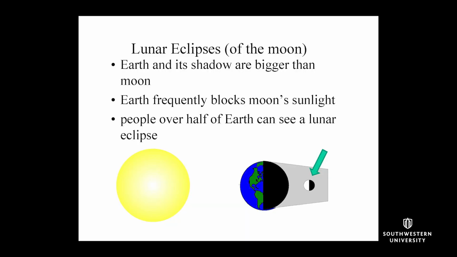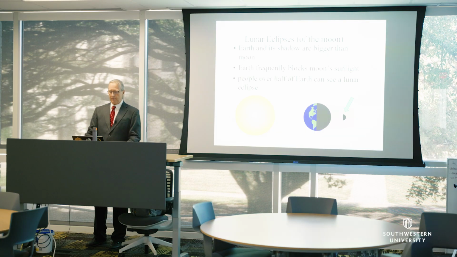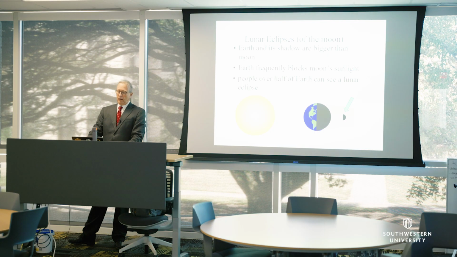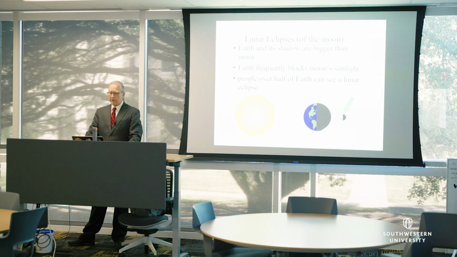So quickly, lunar eclipses of the Moon occur more frequently because the Earth's shadow is larger than the moon. The other thing is that if you're on the nighttime side of the Earth, when the Earth's shadow touches the moon, it doesn't matter where you are on the surface of the Earth. So long as you can see the moon in the sky, you can see the Earth's shadow touching the moon. And then you have a lunar eclipse. So over half the people on the planet can see a lunar eclipse.